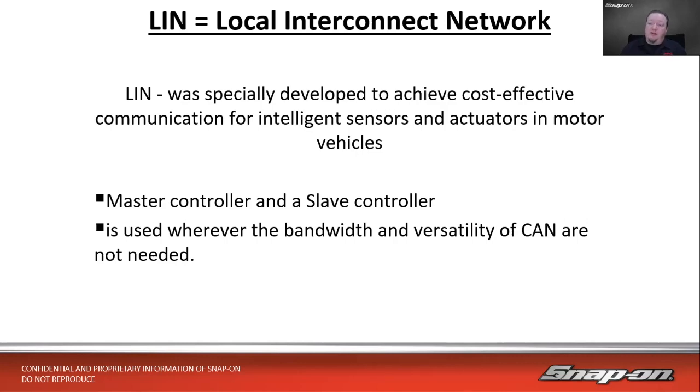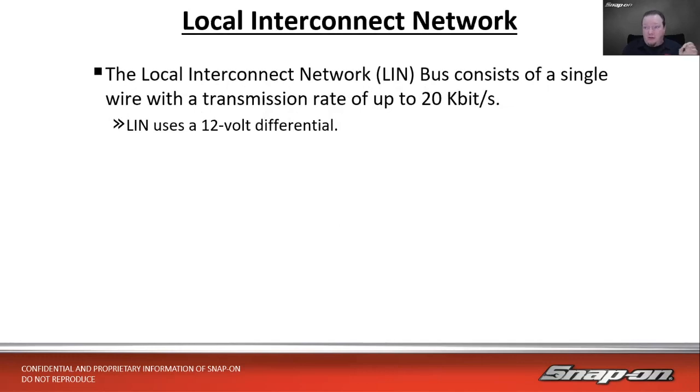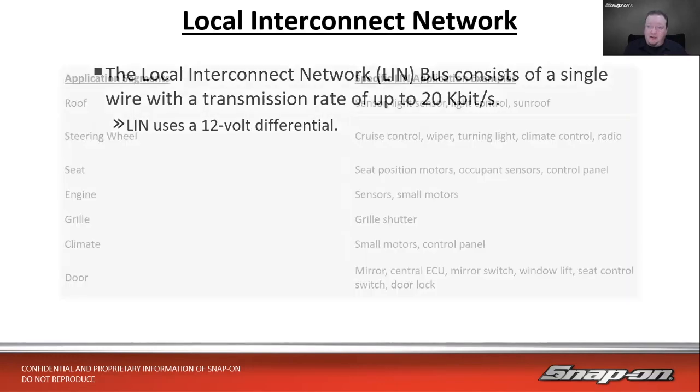It's used wherever we don't need the bandwidth and versatility of CAN. We don't need to send a lot of information. It's really just more of an on-off, up-down type thing. It consists of a single wire with a transmission rate of up to 20 kilobits per second, and it uses a 12-volt differential like we saw earlier in the presentation.